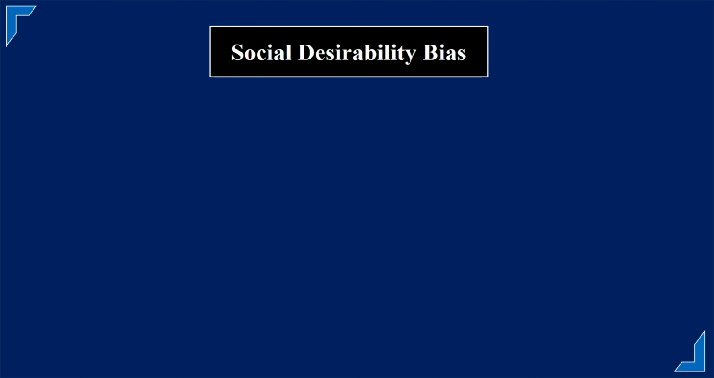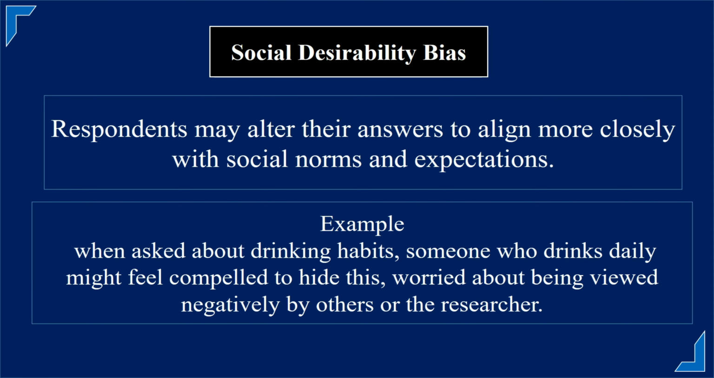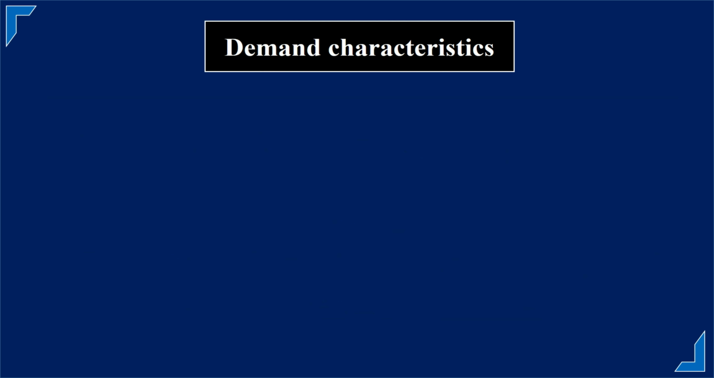Social desirability bias. Respondents may alter their answers to align more closely with social norms and expectations. Example: when asked about drinking habits, someone who drinks daily might feel compelled to hide this, worried about being viewed negatively by others or the researcher.